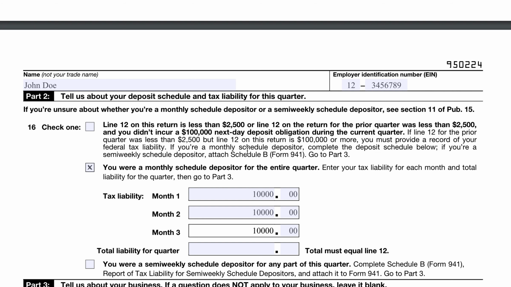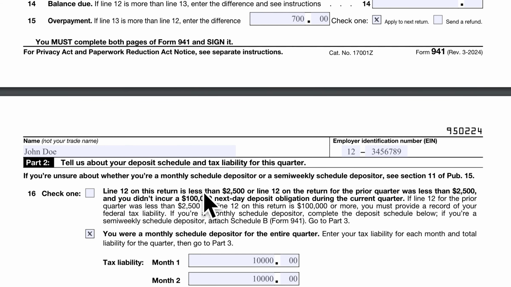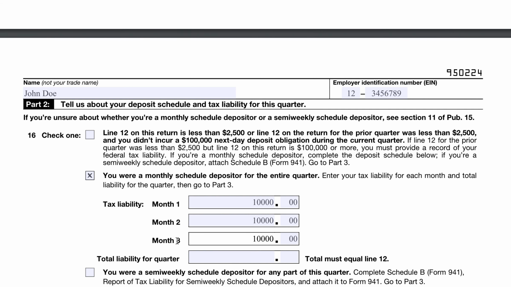So basically, we didn't cover that in line 12, but there are certain things that may happen depending on how much your total taxes that you were required to withhold were. There's some considerations in the line 12 instructions about whether or not it was less than or more than $2,500. So in this case, if that amount was less than $2,500, but line 12 on this return is $100,000 or more, then you would have to provide a record of your tax liability. So for a monthly scheduled depositor, you would complete this right here, which we're about to go over. If you're a semi-weekly scheduled depositor, you would do something slightly different, which I'll talk about momentarily.